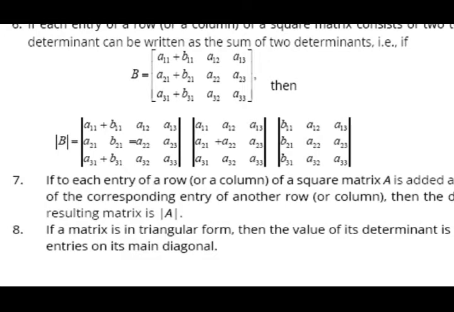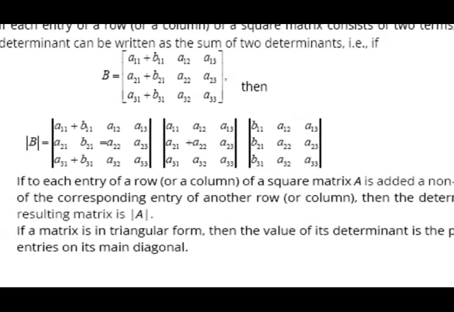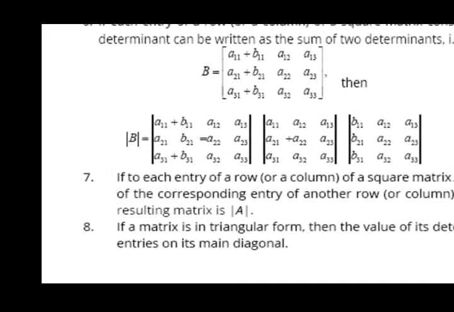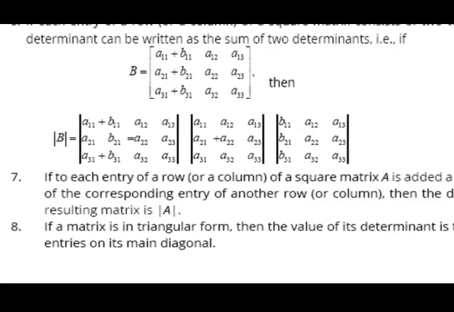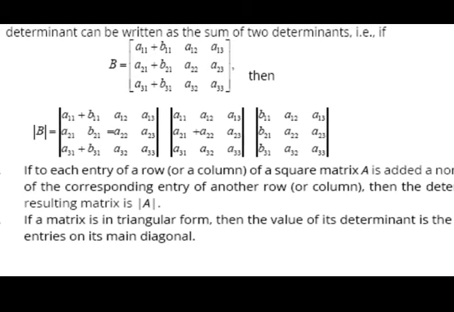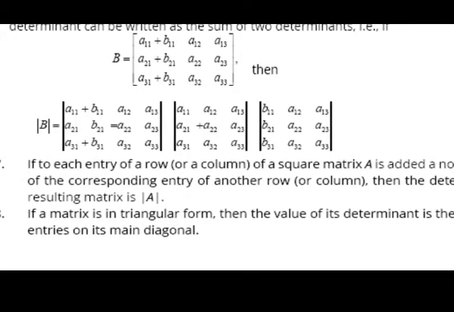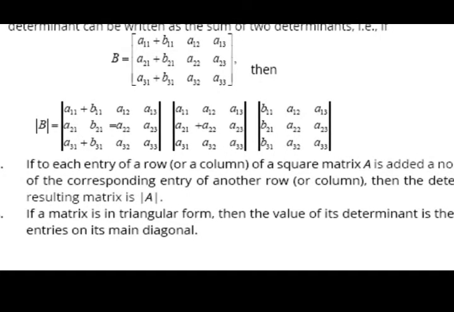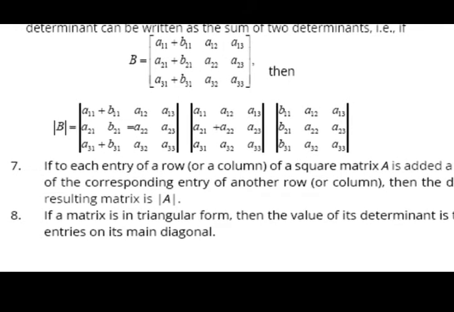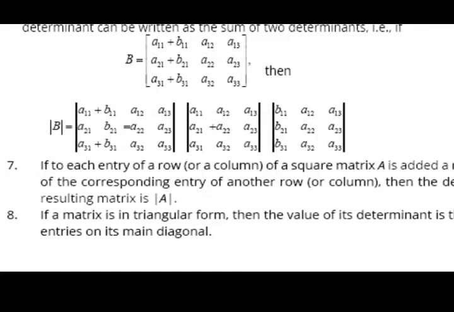If to each entry of a row of a square matrix is added a non-zero multiple of the corresponding entry of another row, then the determinant of the resulting matrix is the same. If we multiply any row by any number and add it to another row, the result is the same, with no change in the determinant.